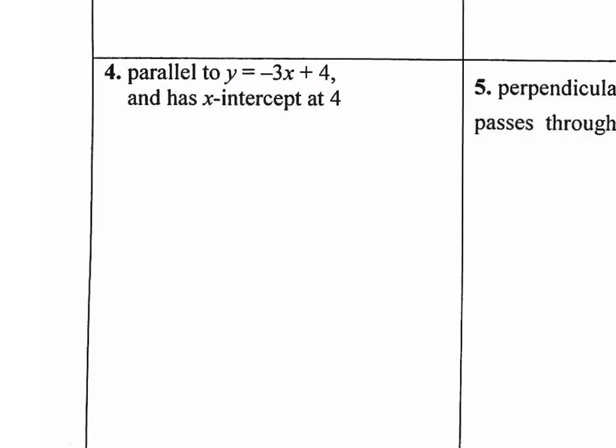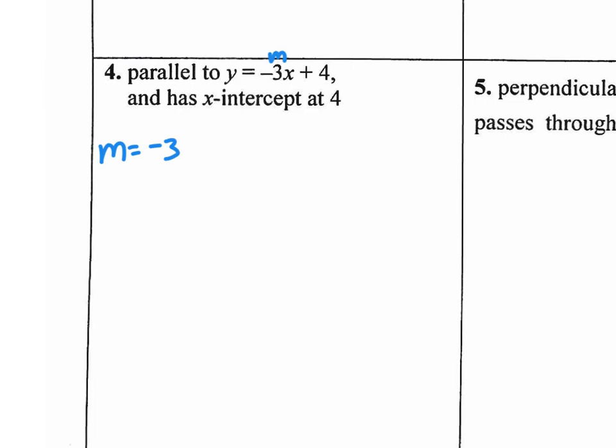Let's jump to number 4. Number 4 says that our line is parallel to this line that they give us and has an x-intercept at 4. So what does parallel mean? They're indirectly giving us our what? Our slope. And what is our slope going to be? It's going to be the same exact slope as that guy, which is negative 3. That's right. Okay. Now they're also indirectly giving us what? What else? They're giving us the x-intercept, so they're indirectly giving us a point.